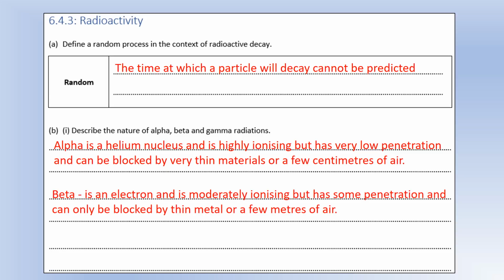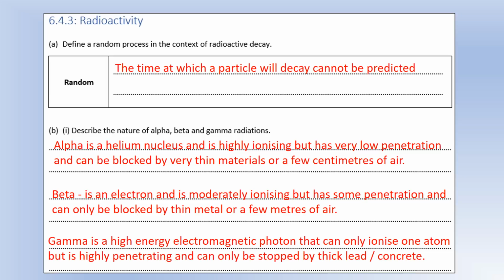Whereas beta minus radiation is actually an electron, and the electron is at quite high speed, so it's fairly ionizing. I think it can ionize something like 200 atoms, something along those lines. Because it's less ionizing, it has some penetration ability, so it can travel through paper, for example, or a few centimeters of air, but it will be blocked by a thin metal sheet or a few meters of air.